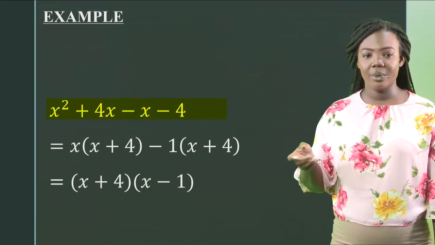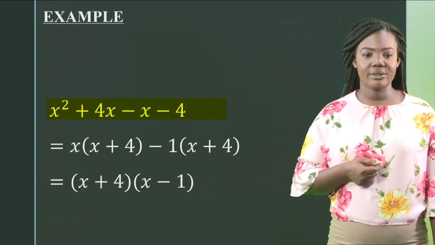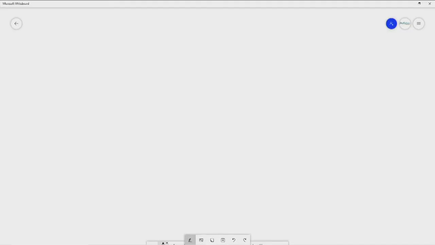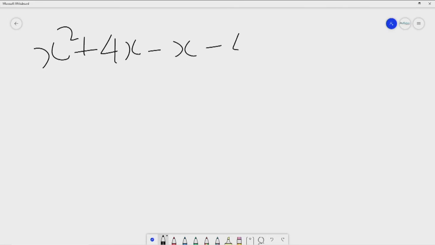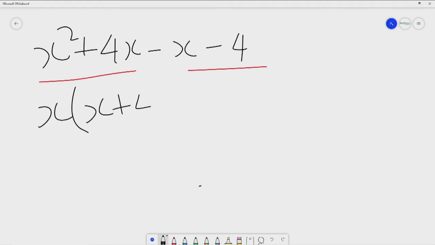Here we have x squared plus 4x minus x minus 4. We do the same thing again. We pair our expression and we simplify. So from the first pair, we're going to have x as our common factor, into x plus 4. Now if you look here, we have to find a common factor, but there is also a common sign that appears, which is negative. So we can find a common factor between both of them. The common numeric factor would be 1.